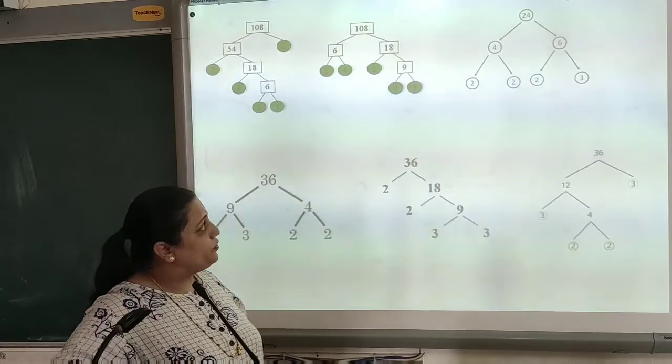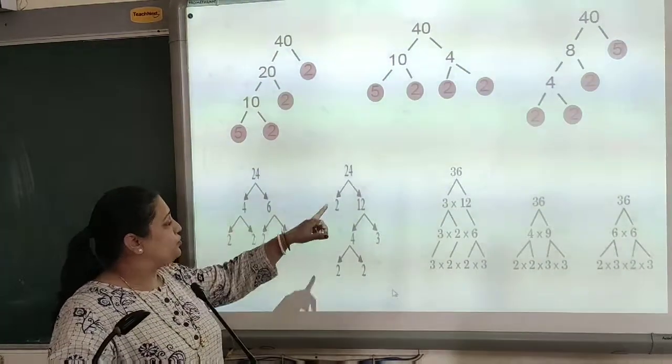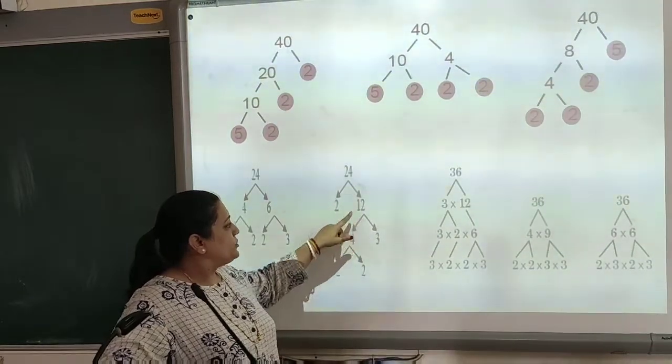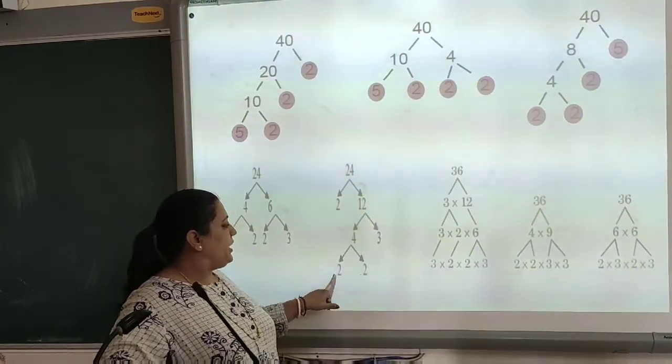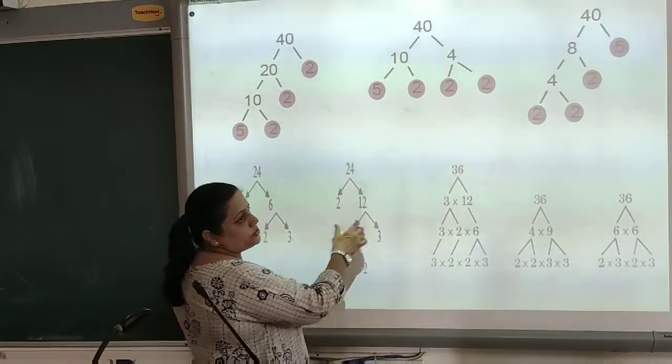Now see here, 24. We have seen 4 6s are 24. I already showed you this in the previous slide. See one more: 2 12s are 24. So 12 again, 4 3s are 12 and 2 2s are 4. Here 12 also we can break as 6 2s are 12.